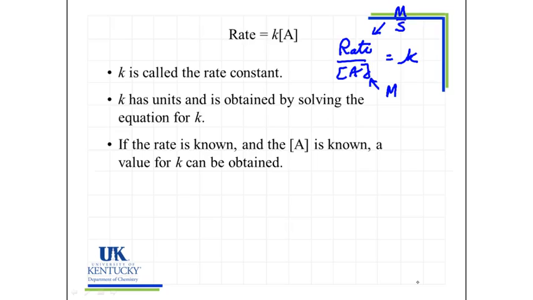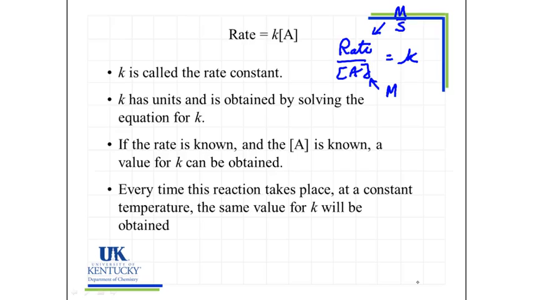You can also obtain a value for K. If you actually knew a value for rate, how fast it was going, and a value for A, you could obtain a value for the rate constant. Now every time the reaction takes place, and this is key, at a constant temperature, the same value of K will be obtained. K is a constant.